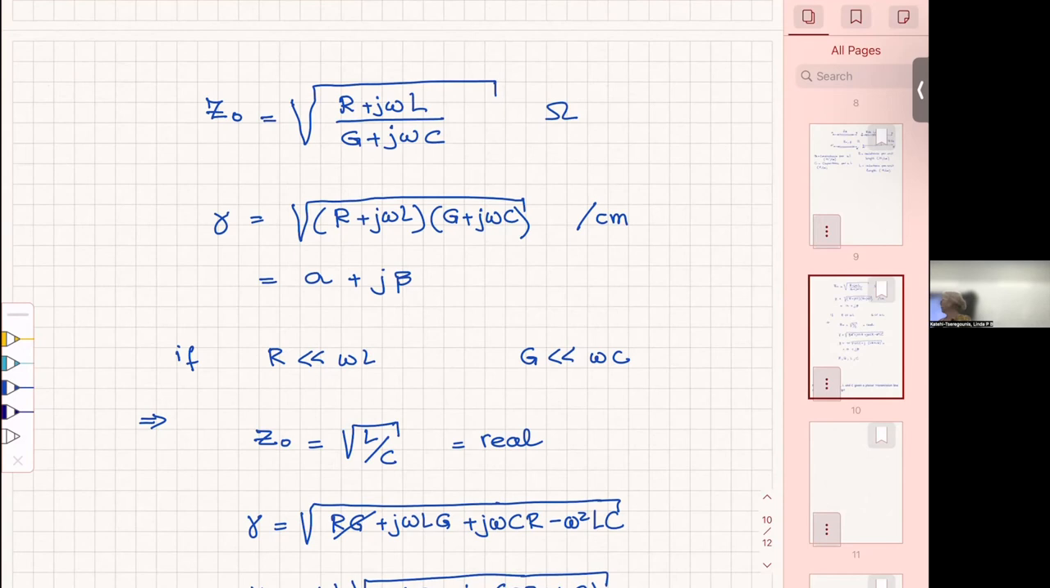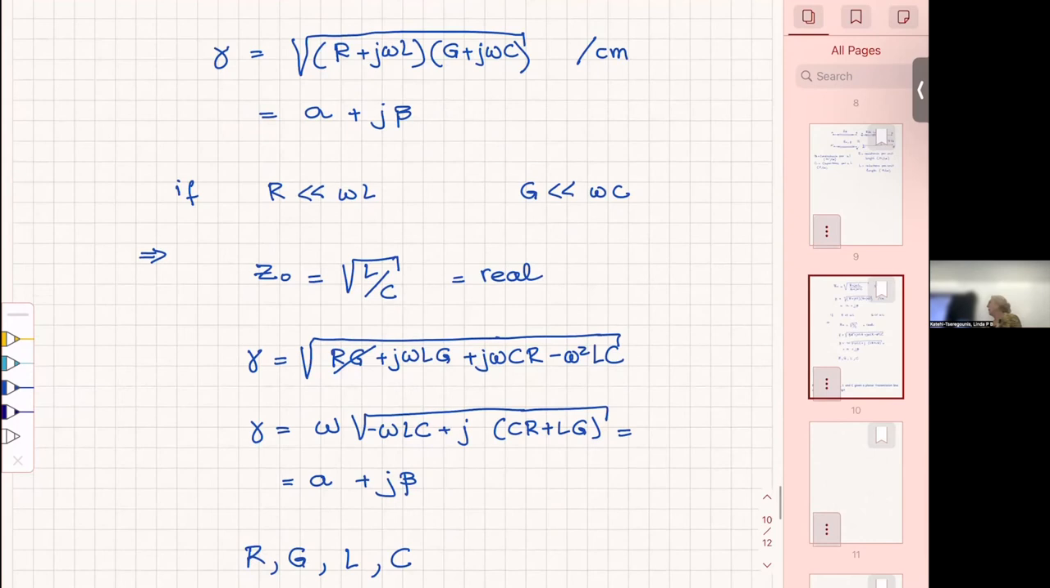What does this do? It makes a difference to the characteristic impedance. Even if you have losses, because R is much smaller than this, I can ignore it. Because G is very small compared to that, I can ignore it. And therefore, my characteristic impedance remains real, and it's identical to the characteristic impedance of my line without losses. That's great news.